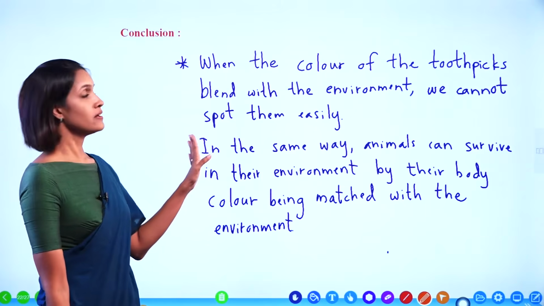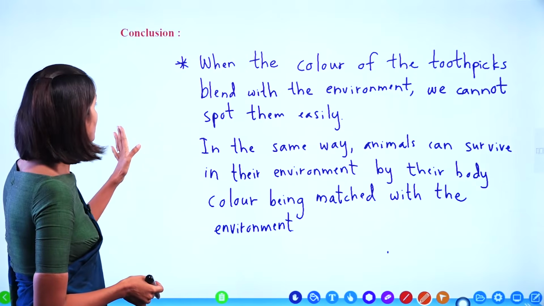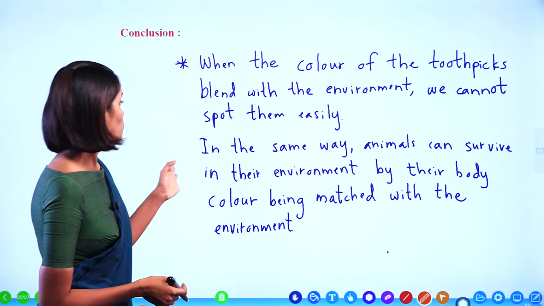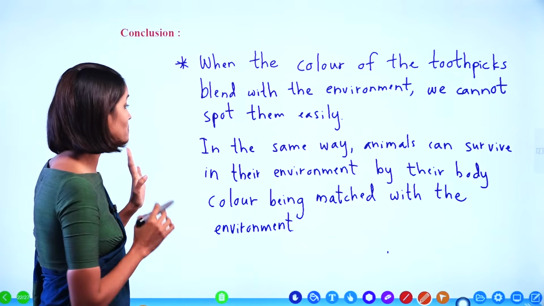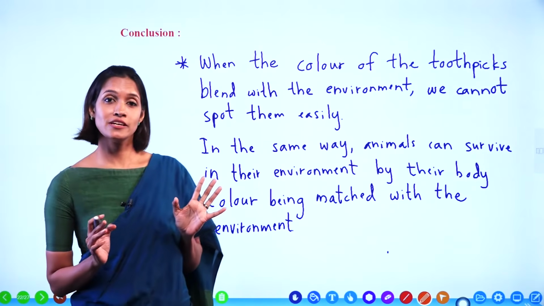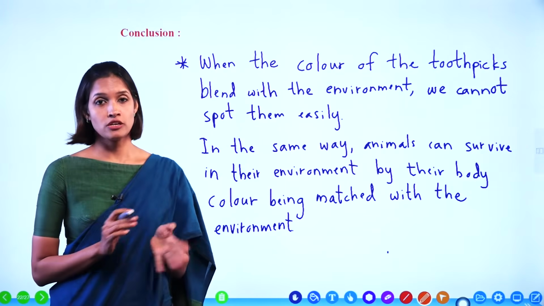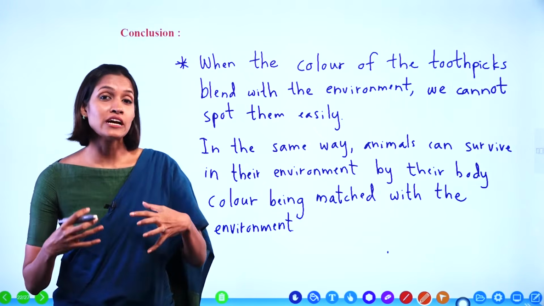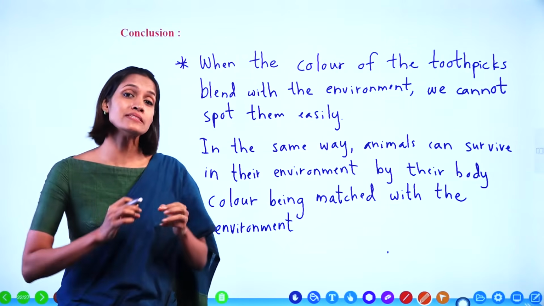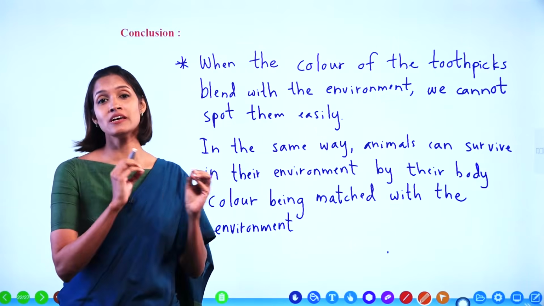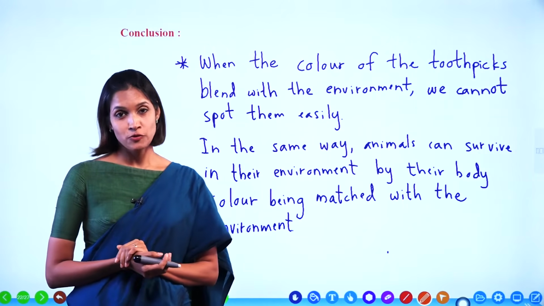Okay, children? Right. When the color of the toothpicks blend with the environment, we cannot spot them easily. In the same way, animals can survive in the environment by their body color being matched with the environment. Okay, children? So remember, this is known as camouflage. Okay, so if a certain animal's body color nicely blends with the environmental color, not only the body color, some of these animals' body shape also blends nicely with the environment. Okay, so this feature is known as camouflage.